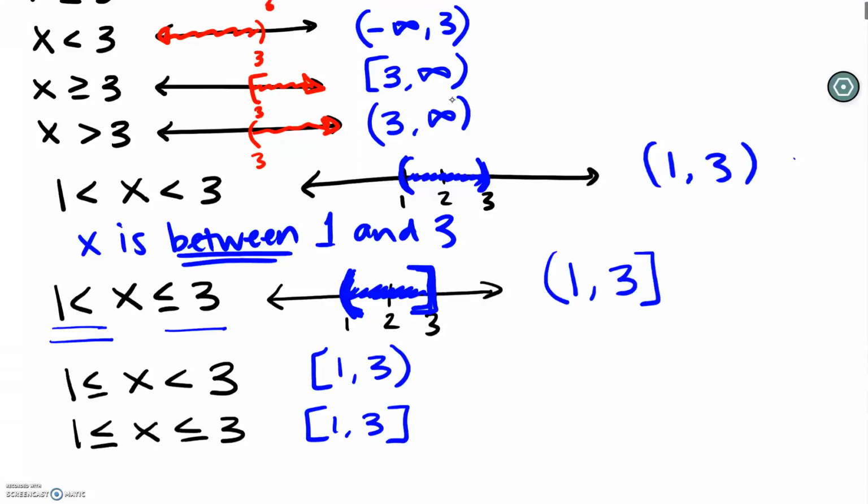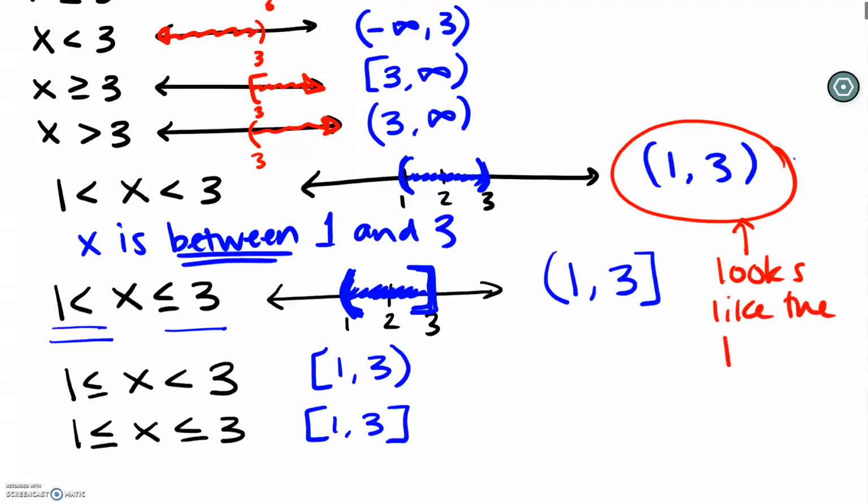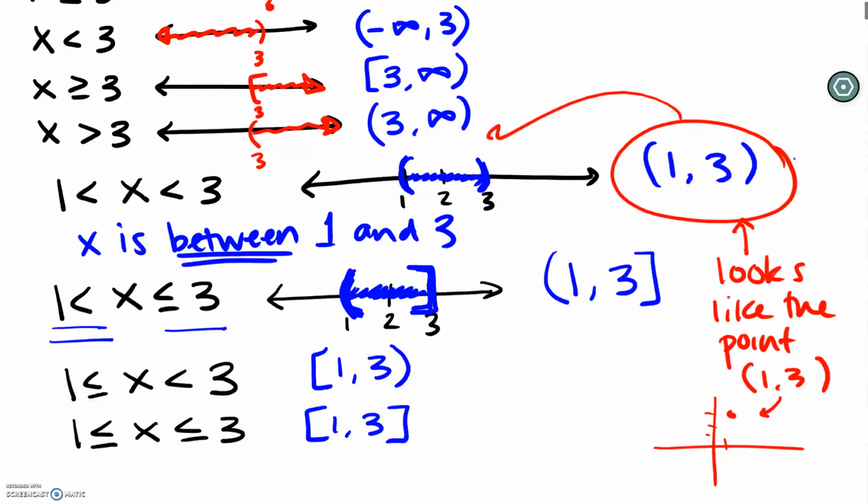One thing that does confuse students a lot is that us math people annoyingly use the same notation. This 1 to 3, the way you see this here, looks like an ordered pair, right? There's no difference between this point and this interval in terms of the notation. So the question is, are we talking about this point, or are we talking about this here, the range of values? And that's all just about context.